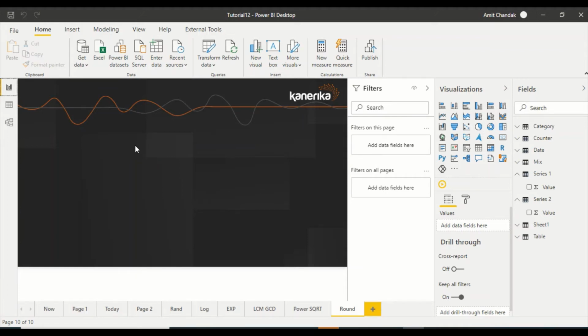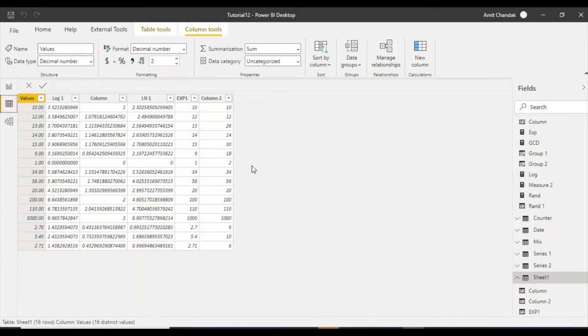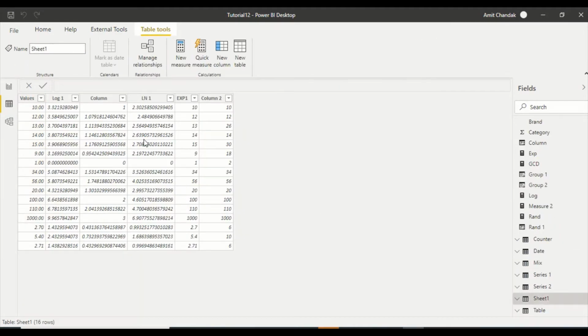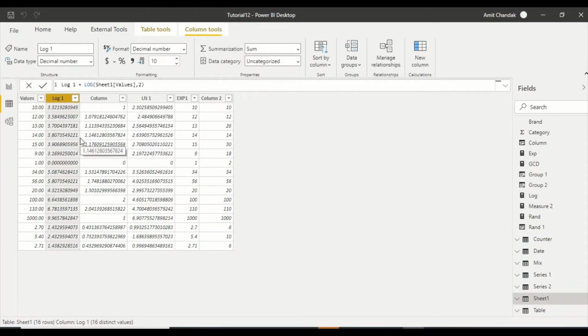We are continuing our tutorial series, and in this tutorial we are going to discuss three functions: round, round up and round down. So let's start. Let's take a table first of all. So we have this sheet table. Here we have this number log1, which is basically having a lot of decimal places. So we are going to use this. So let's start with round.